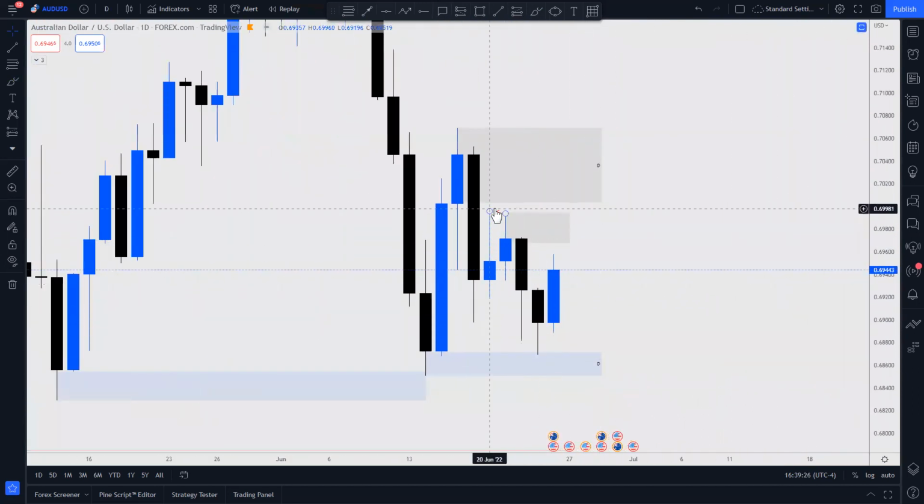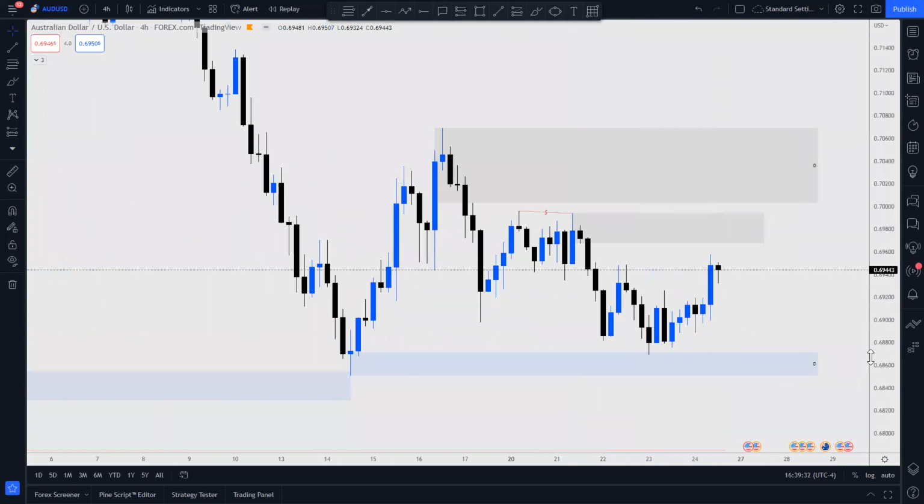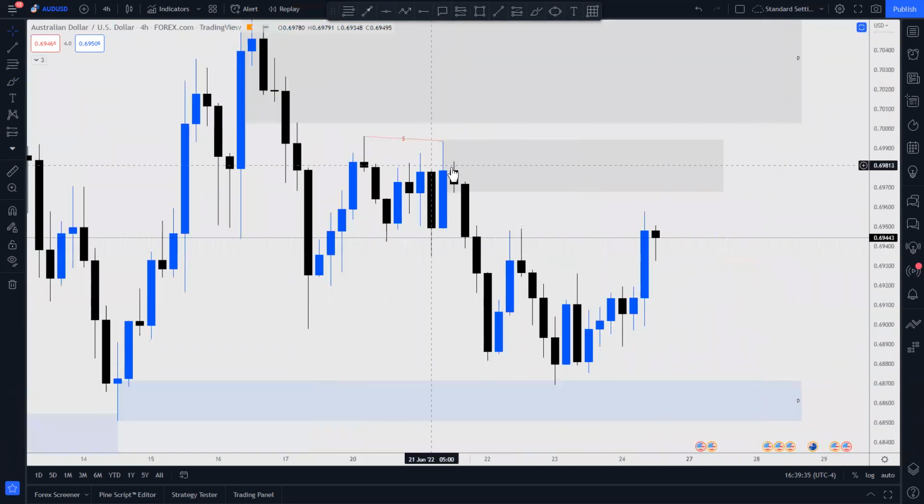Let's go to the 4 hour so we can see this price action a little more clearly. We see the impulse that took that low.